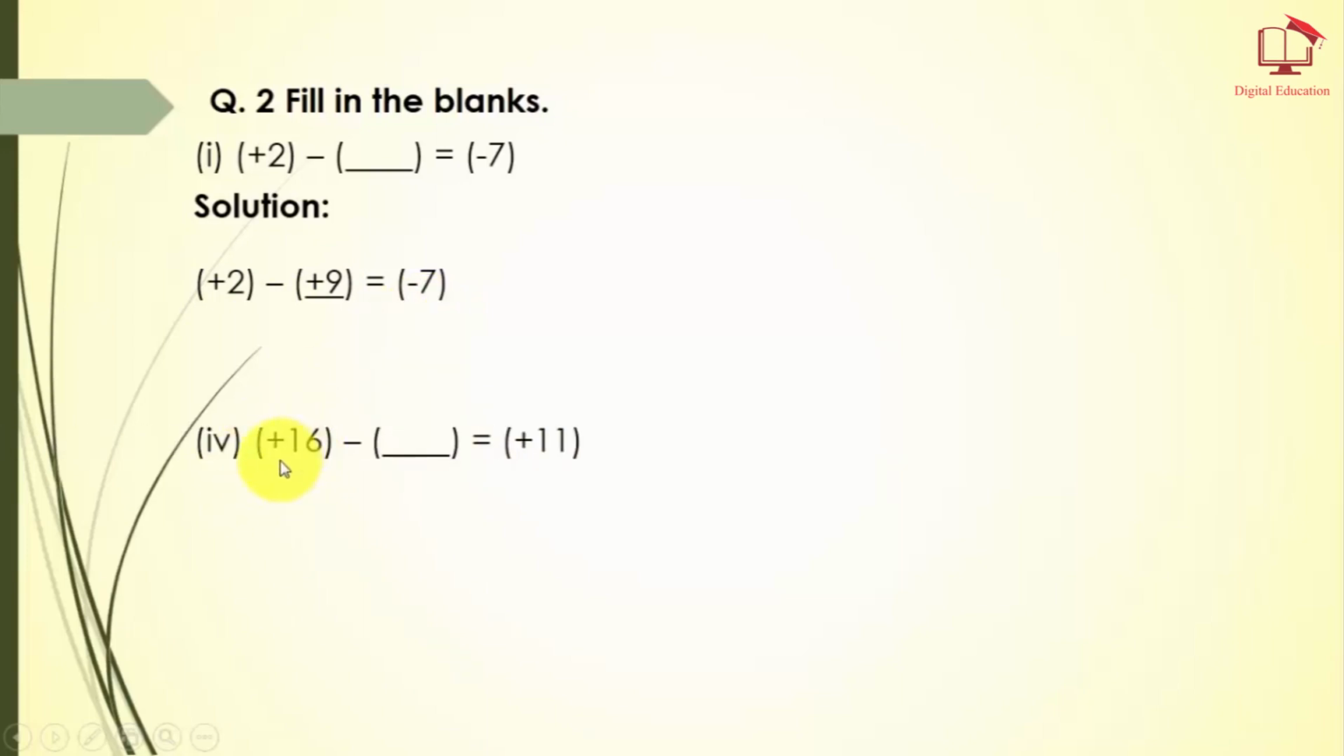Part number 4, positive 16 minus blank is equal to positive 11. Here if we write positive 5, now plus minus is minus, here we have minus 5. If we subtract from the larger digit, that is 16, the answer is 11. So the sign is positive. The reason is that 16 is greater and it has a positive sign, that is why we write here positive.